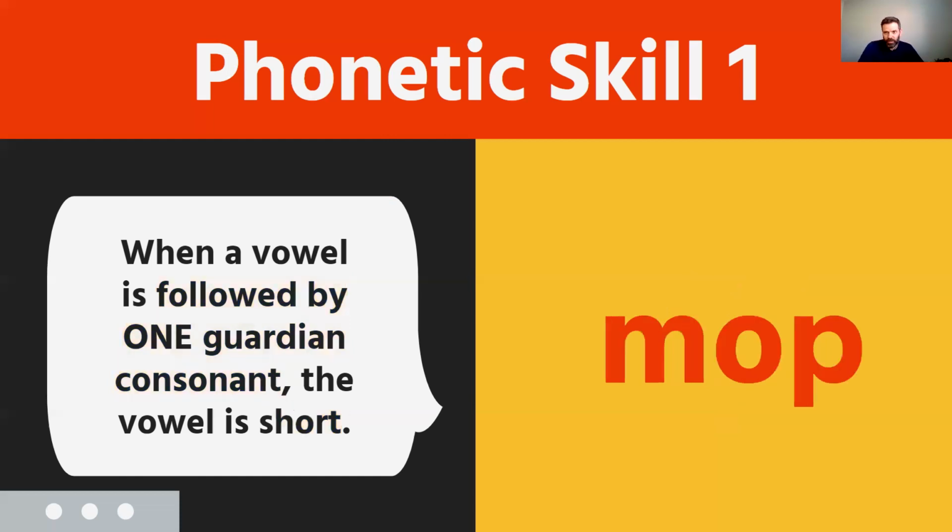Let's try again with this word, and if you like, you can pause the video and go through the process yourself. Start at the bottom at the left, mark the vowels, then go up and around the word, and from the last letter towards the front, mark the guardian consonants. So we'll mark the vowel, come up and over, we mark the guardian consonant, and then according to phonetic skill number 1, this will be a short vowel sound, ah, mop.